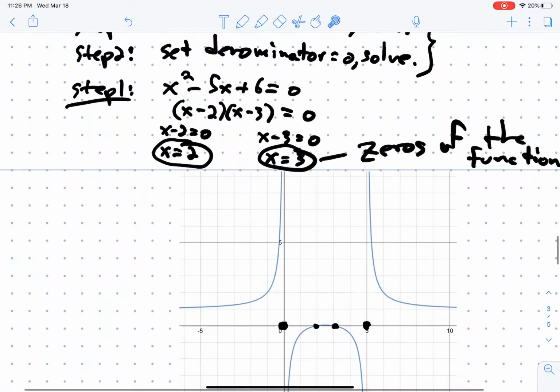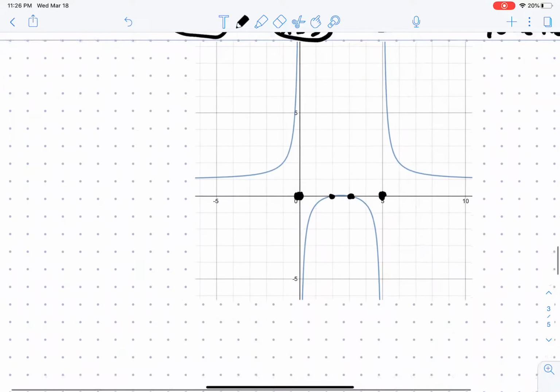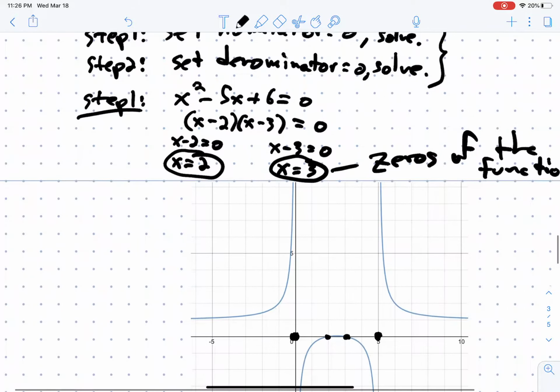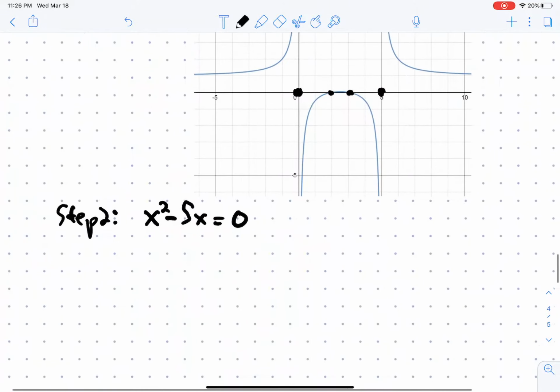Okay, so now let's go to step 2. We'll jump down below the graph in order to do this. Step 2 is set the denominator equal to 0. And the denominator is x squared minus 5x equals 0. When the denominator is 0, we're going to get something that's undefined because we can't have 0 on the bottom. We can't divide by 0. And so setting the denominator equal to 0 is going to tell us the places where the function is undefined.